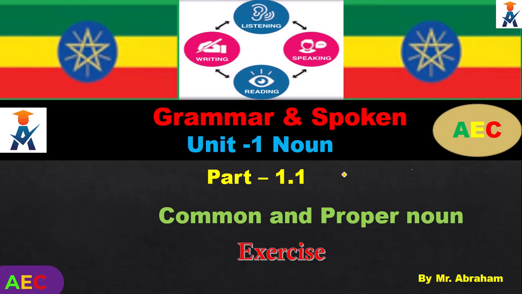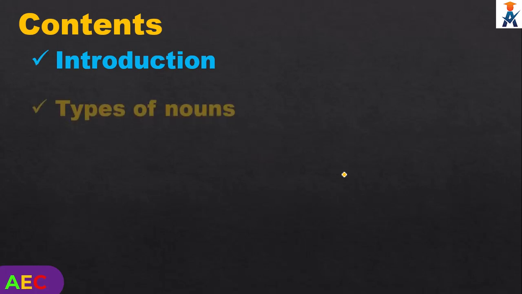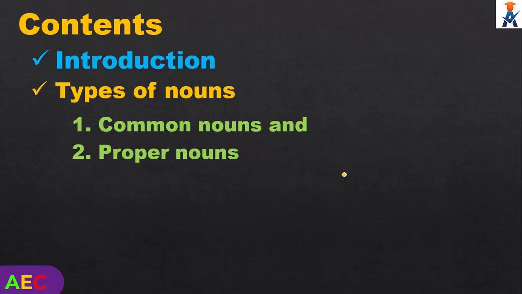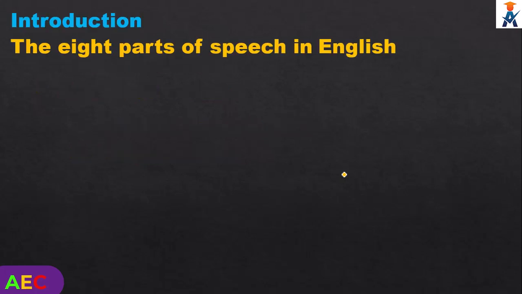Today we are going to discuss grammar and spoken English, part 1. Common and proper nouns. The contents related to common and proper nouns are: introduction, types of nouns, common nouns, and proper nouns. There are 8 parts of speech in English.